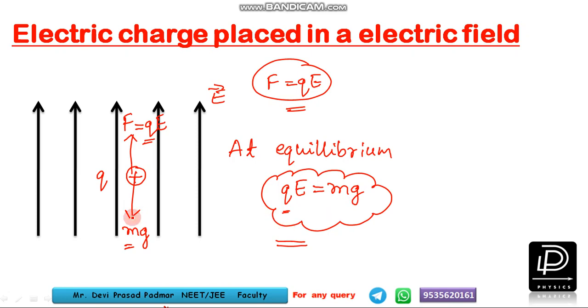So this is the concept of suspension of charge. You can say that the charge is suspended or floating in an electric field. Then you can use this concept. Similarly, let us take one more case.